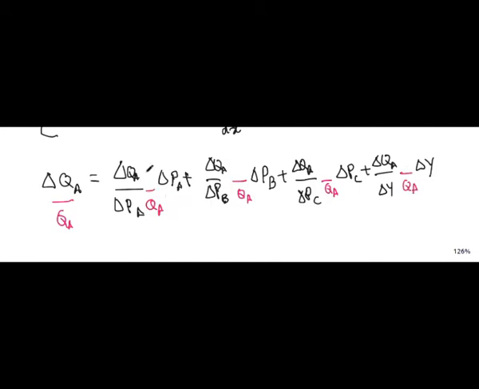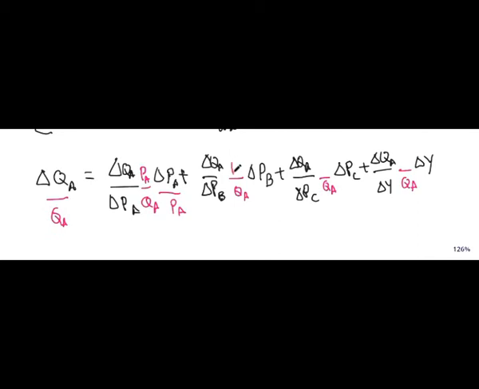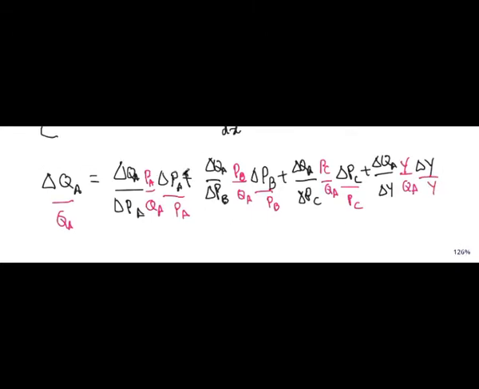I'm also multiplying this with PA, and I should divide this by PA. So I can multiply this with PB and divide this by PB. So remember, it's the same. I'm multiplying this with PC and divide this by PC. I'm multiplying this with income and divide with income. So realize what I have done. I basically did simple mathematical manipulation.